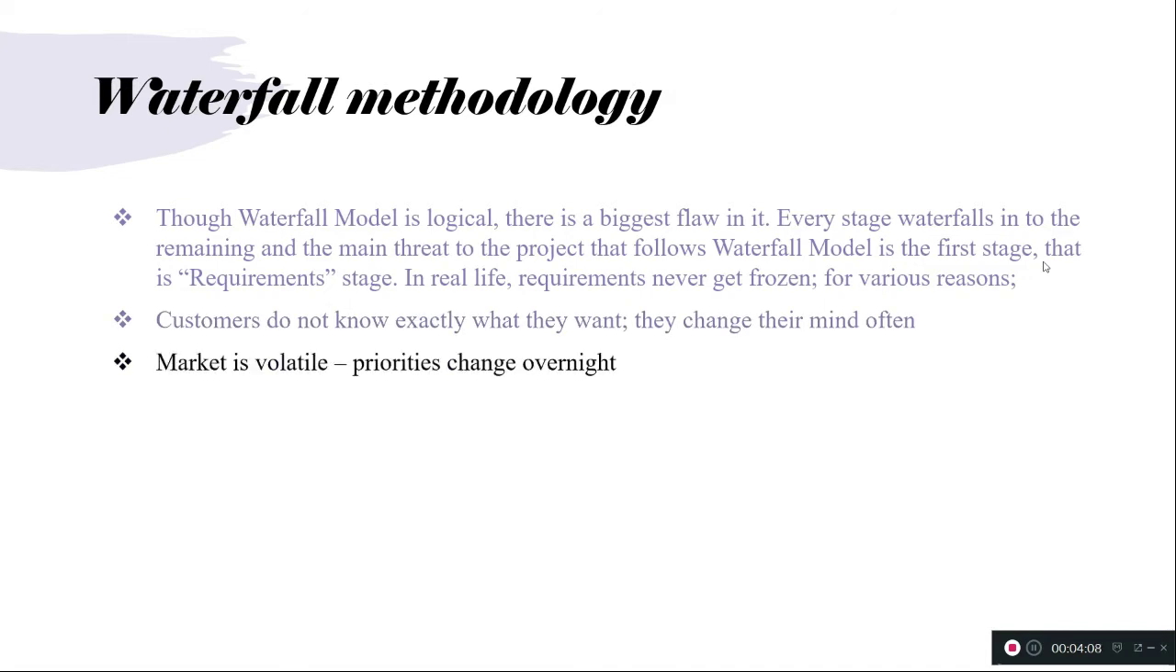The next one is that the market is volatile. Priorities change overnight. For example, when we are developing an e-commerce website and adding new features and new products, the requirements change. We can't take years to make the changes and go to market. So the requirements keep on changing.